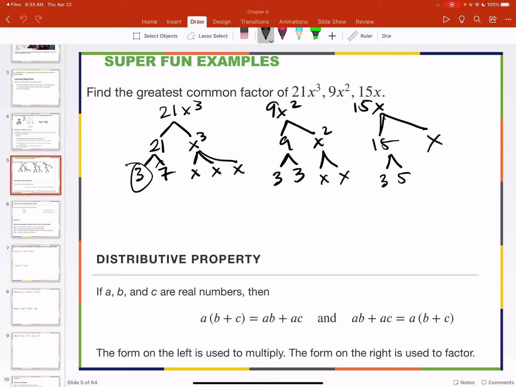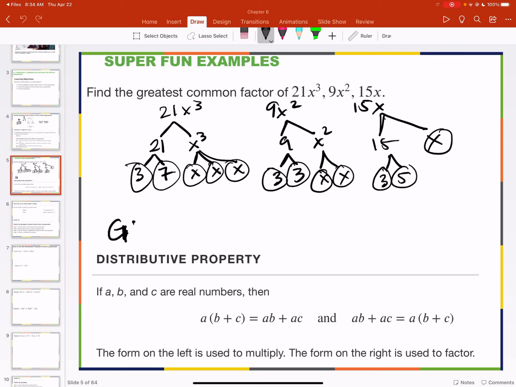Okay, so here are the prime factors of each one. This is kind of like prime factorization. So which ones do they have in common? That's your GCF. What's in common in all three? You have a 3 here, and this one and this one share that in common. So I'm going to write that down here. Any other numerical part? No. I have an x here, an x, and an x, and that's everything that they have in common. So your greatest common factor for all these three is 3x.